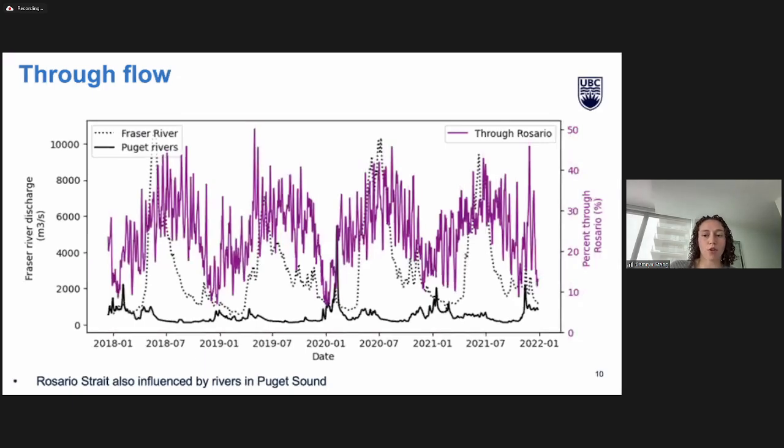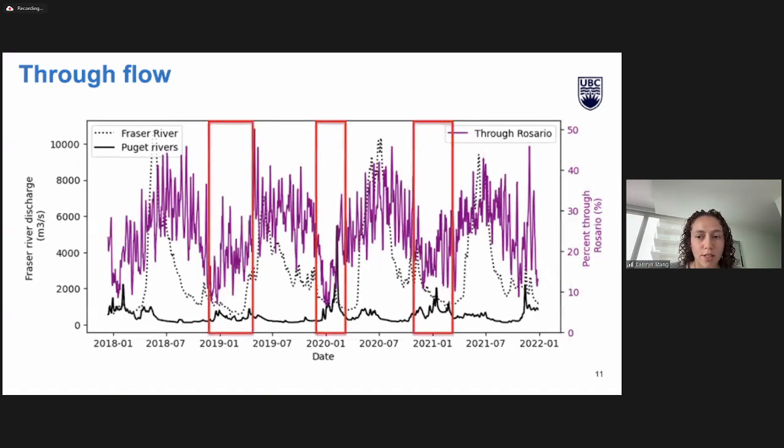Now, plotting that with the proportion of southward flow moving through Rosario Strait, we can see that in general, the proportional increase seems to be well correlated with the river discharge from Puget Sound. So for example, the periods of lower proportion going through Rosario Strait seem to coincide with the periods of increased river discharge from Puget Sound. And the times that the proportion doesn't decrease, even when the Puget Sound rivers are increasing, is when the Fraser River is dominating, so we don't see the influence of the Puget Sound rivers. This suggests that since the discharge from the rivers in Puget Sound comes through Admiralty Inlet, likely they are blocking some of the water transport through Rosario Strait.